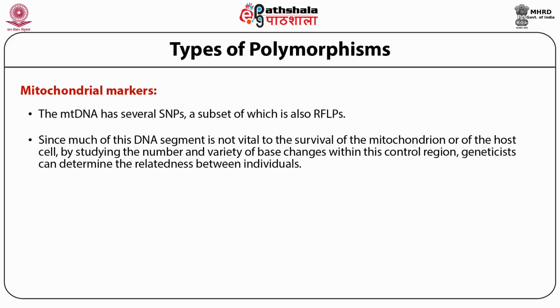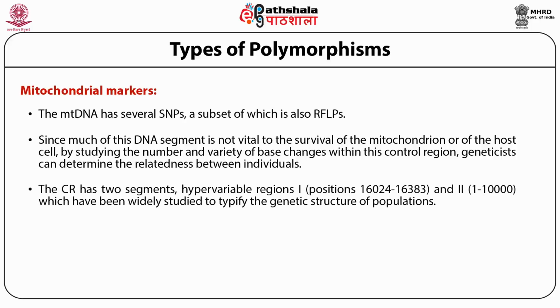The control region has two segments, that is hypervariable regions. One, positions varies from 16024 to 16383, and second, 1 to 10,000, which have been widely studied to typify the genetic structure of populations.